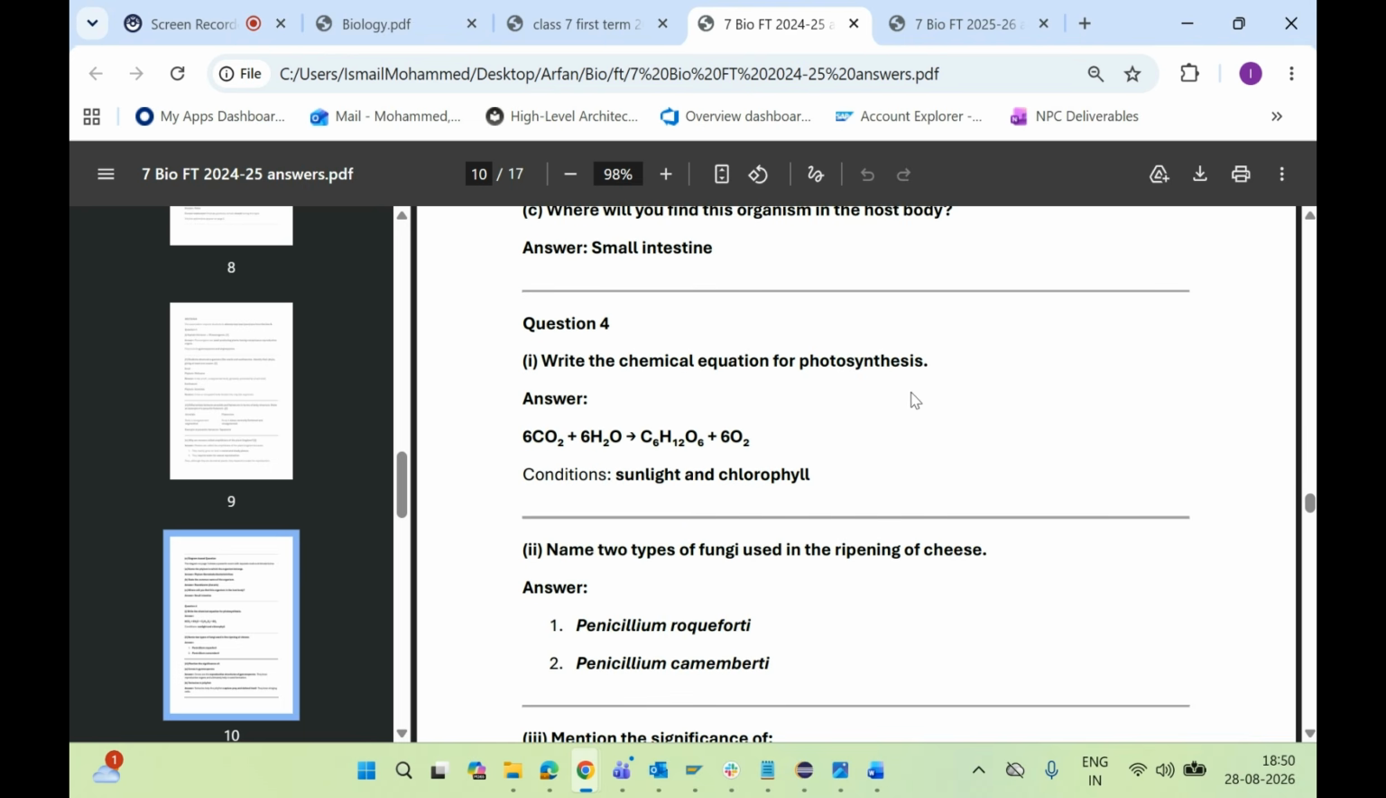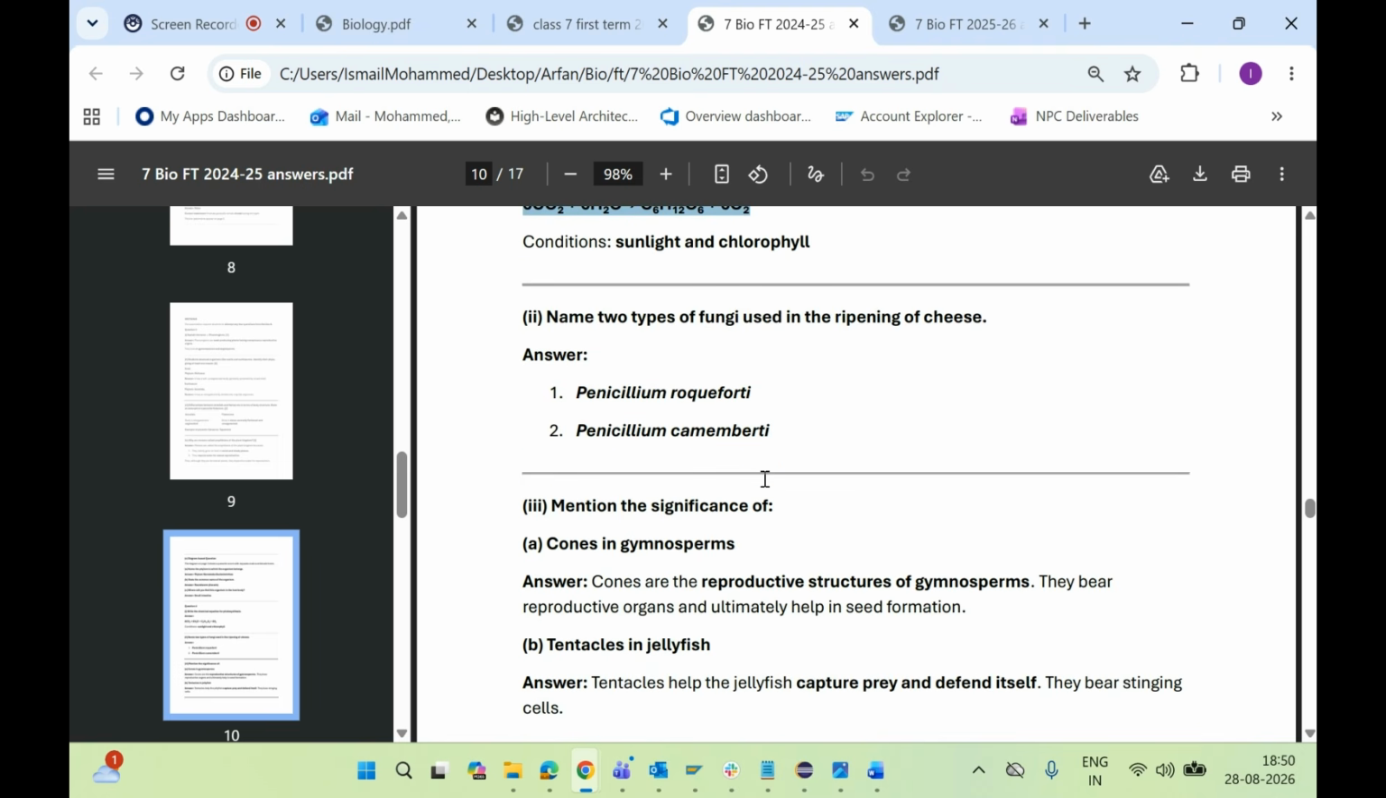Write the chemical equation of photosynthesis. This is the equation you have to remember at any cost, because photosynthesis is an anabolic process, which means it's a build up process. Build up process means, you see here, six molecules of CO2, six molecules of water, which means smaller molecules are taken together and converted into a bigger molecule, glucose, whose formula is C6H12O6, in the presence of chlorophyll and sunlight. And this is the exact equation of photosynthesis.